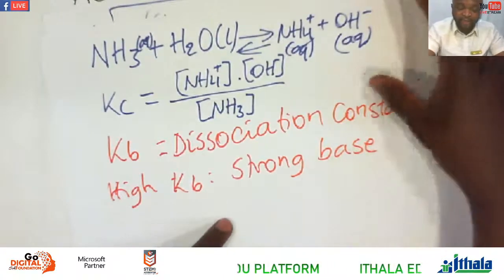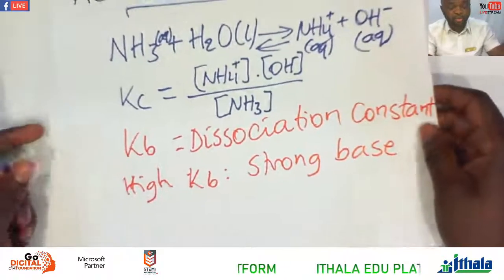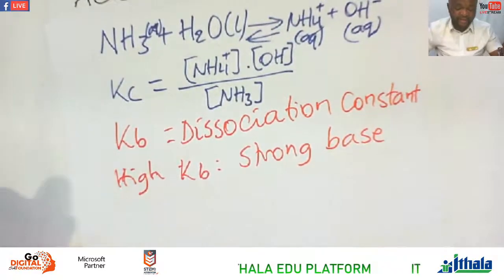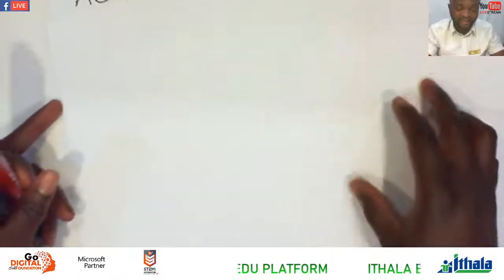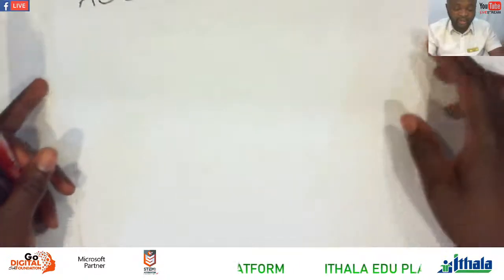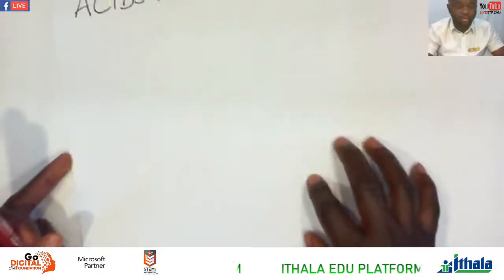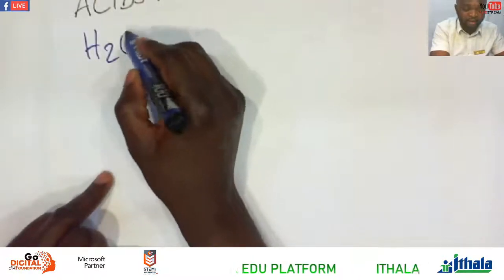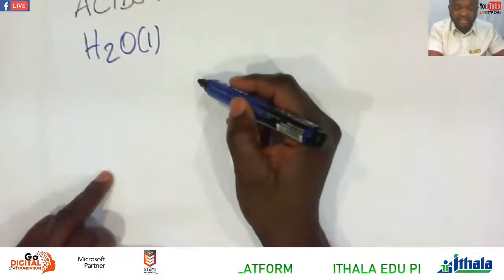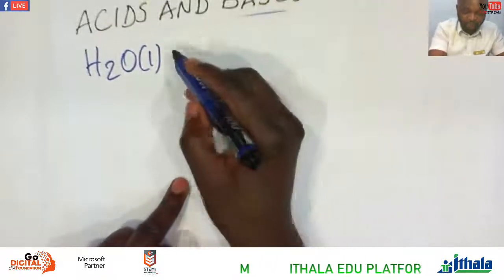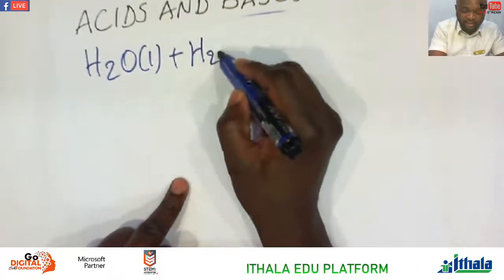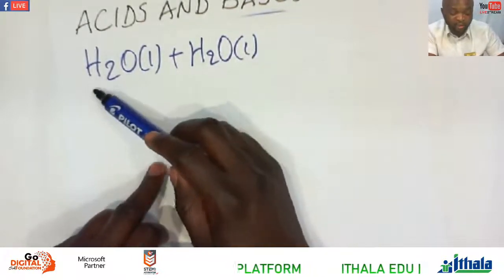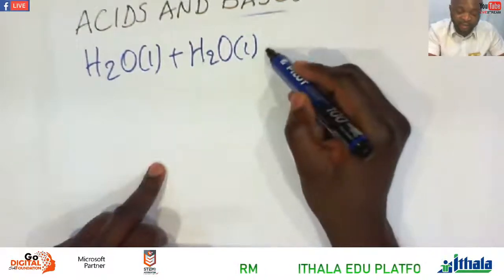Right. Then the next thing we are going to talk about is when we deal with an ampholyte. An ampholyte is a substance that can act as an acid or a base. Now, the ampholyte we are going to talk about is water, because water is part of the ampholytes. This simply means that water can react with water, right? Because as an ampholyte it can be an acid or a base.